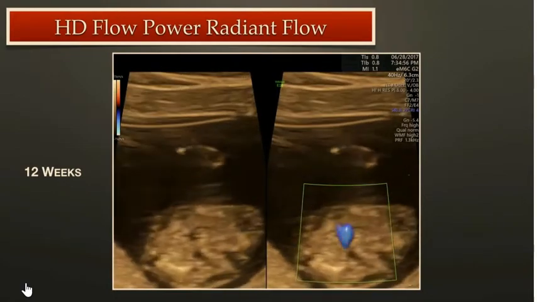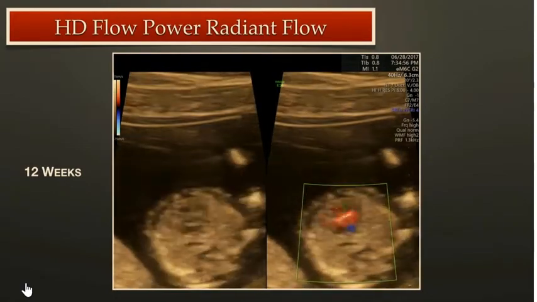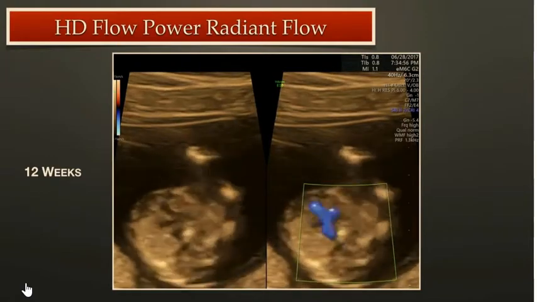This is a sweep comparing the grayscale image on the left with radiant flow on the right. Notice how the three vessel and tracheal views are clearly identified.